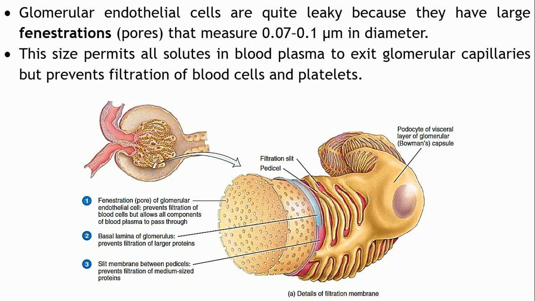Okay. Now let us talk about all of these one by one. Glomerular endothelial cells are quite leaky because they contain fenestrations. Fenestrations means pores are present. These are the endothelial cells which are lining your blood capillaries. But what is present over here? As you can see, there are small pores. These pores measure round about 0.07 to 0.1 micrometer in diameter. So any substance which is smaller than this size will leave the blood capillary. It can move out.